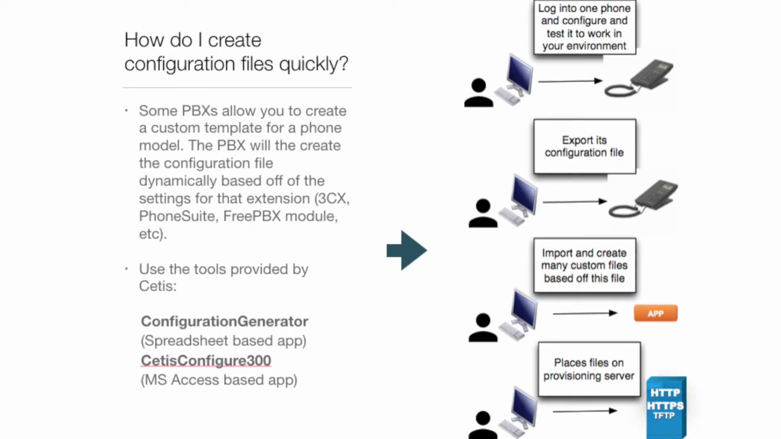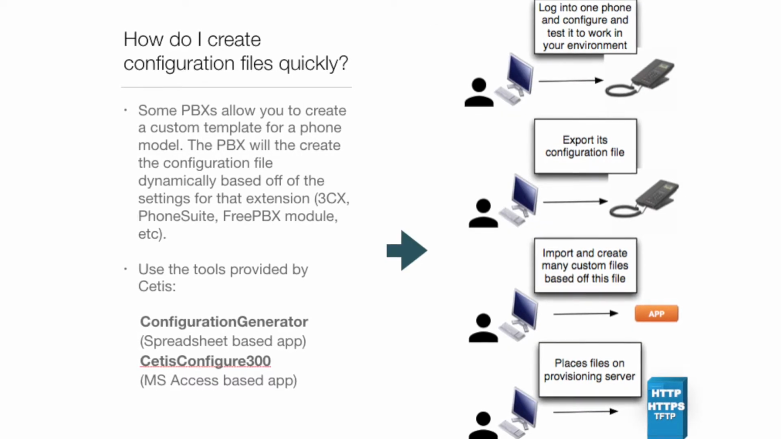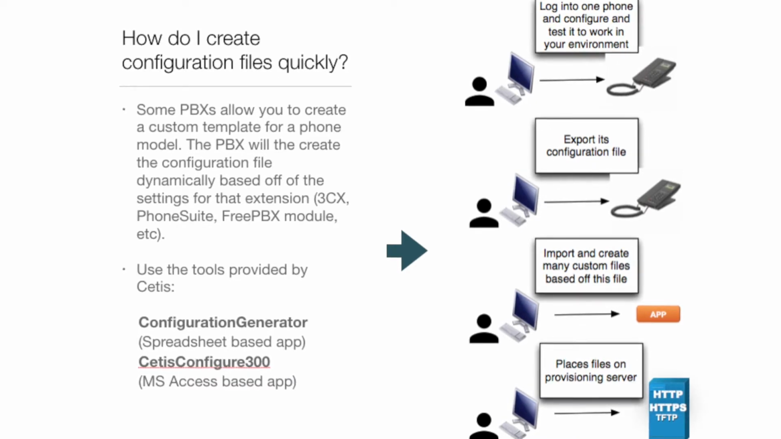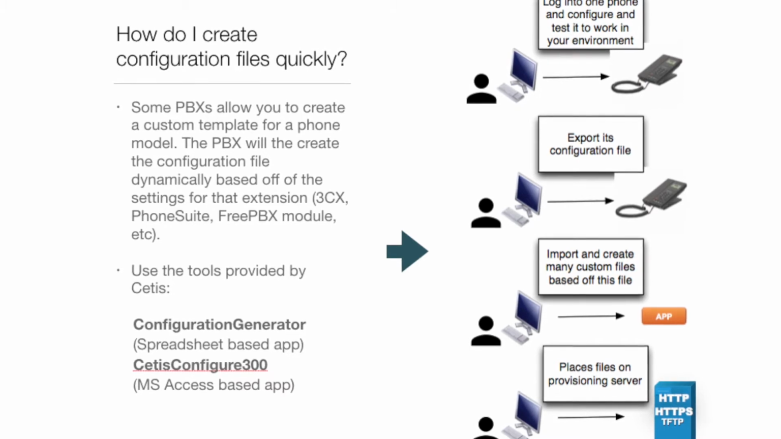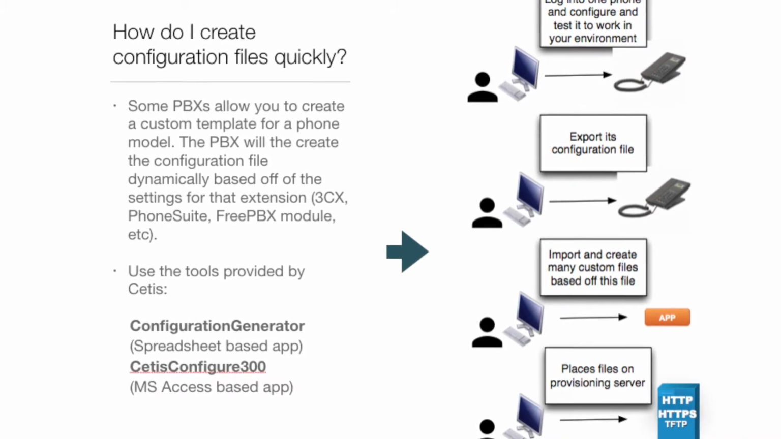So how do I create all these configuration files? By using tools provided by Cetis, you can create a template file that has all of the network information, credentials, speed dials, etc. to operate within your network environment.